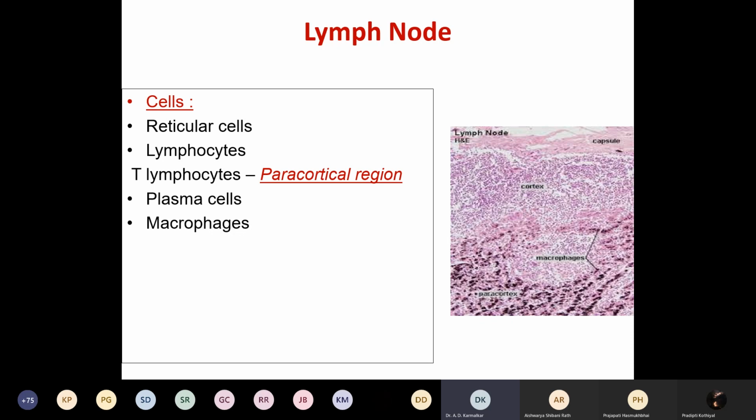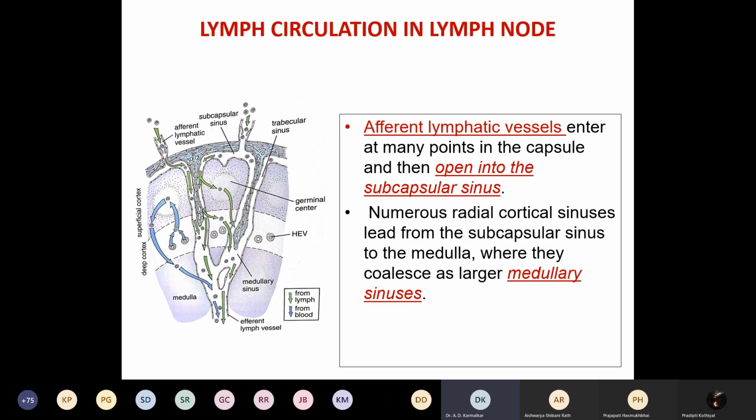The cells which are present: reticular cell, lymphocyte, T lymphocyte, plasma cells. Okay. Lymph circulation you should know. You should be able to explain what the lymph circulation means, how the lymph comes and how it passes to the efferent.